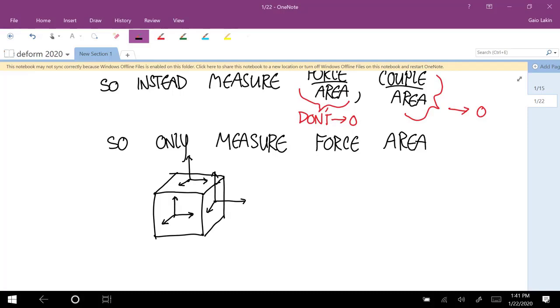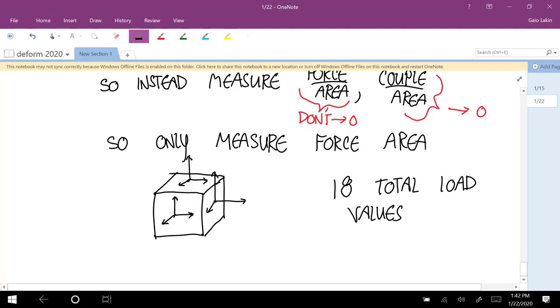So it goes away. And so now how many total values are we down to? So it's showing 3 faces, that's 9. It's hiding all of the 3 other faces. So now we're down to 18 total load values. Okay, so that's what we did with the first step.